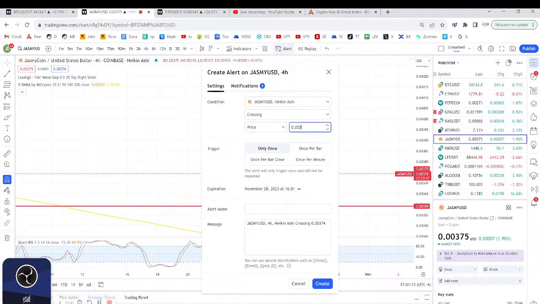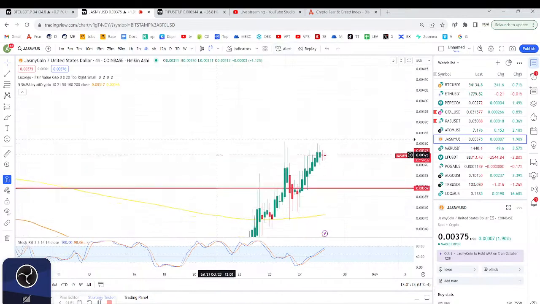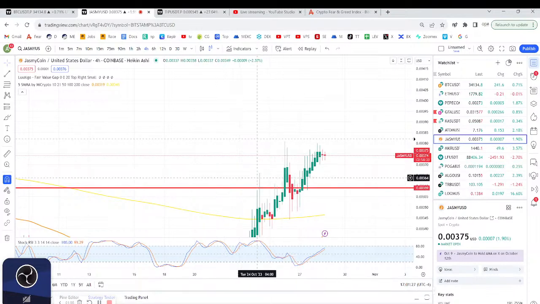If you don't break 38.2, I would be looking for a bigger move to the downside on Jasmine based on the daily chart and the 3-day chart. The weekly chart would suggest you can keep going up as well, but the 3-day chart I think needs to come down a little bit before it keeps going up, because it's completely overbought. So that's what I'm looking for, Jasmine.